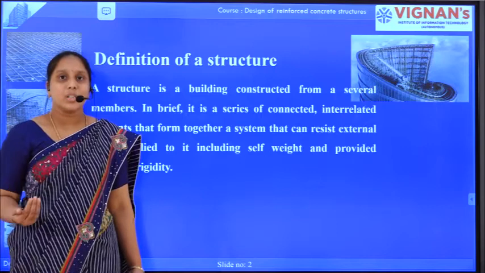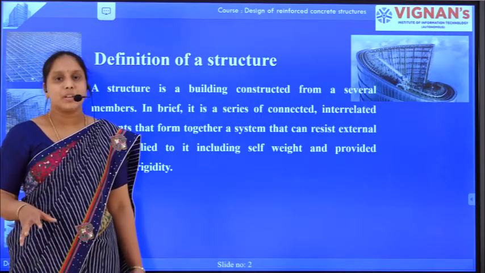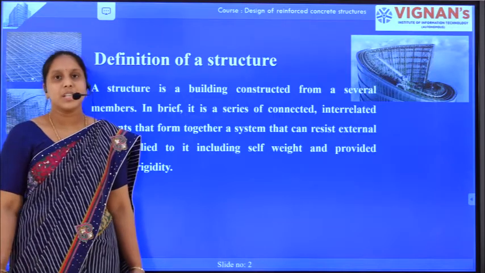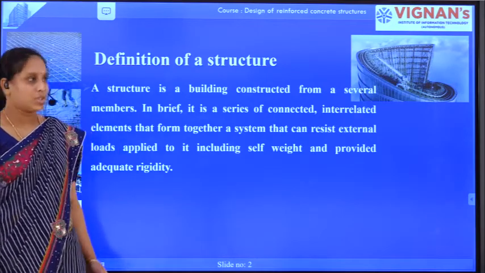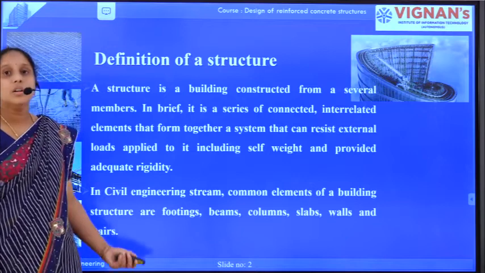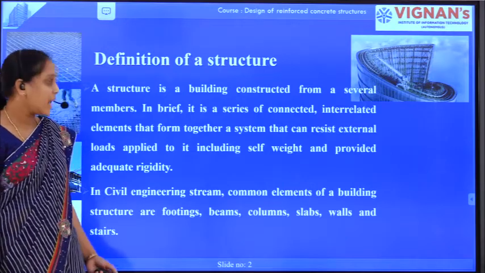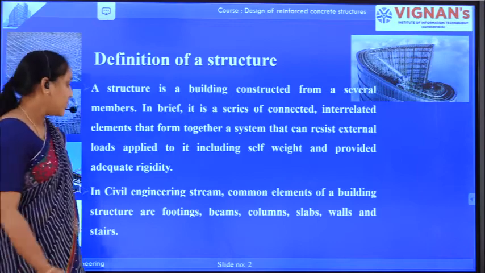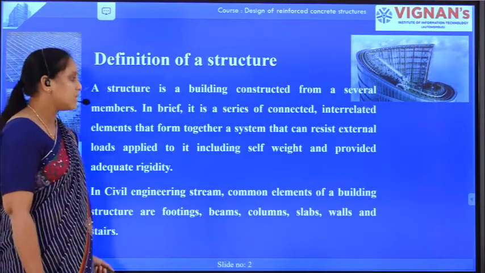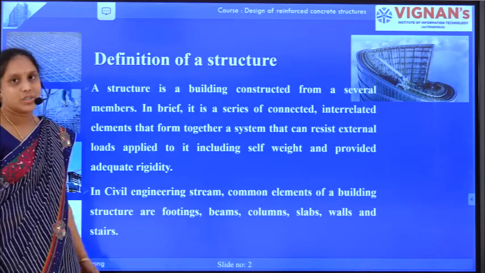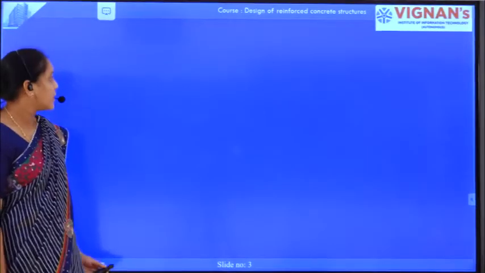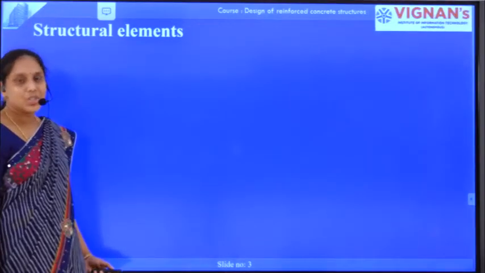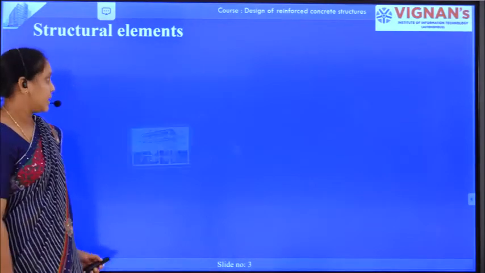So when the loads are applied, all these members together act and resist the loads, and they provide sufficient rigidity. So that is called a structure. The most common elements in a building structure are the footings, beams, columns, slabs, walls and staircases. Now individually we can see the most common structural elements in buildings.